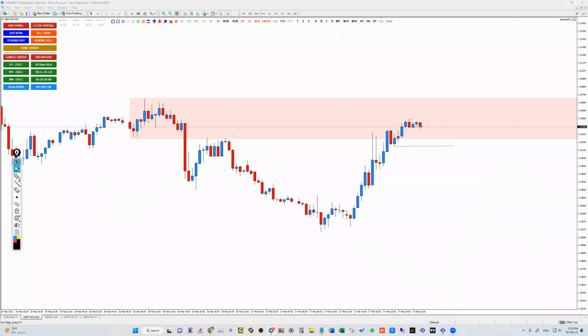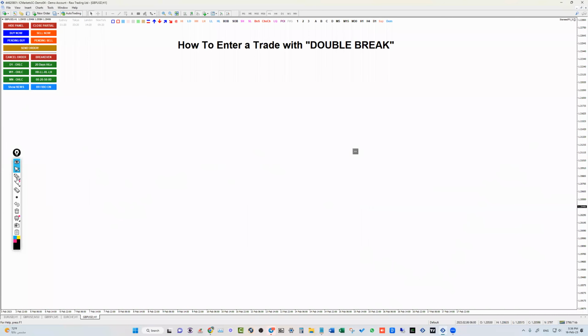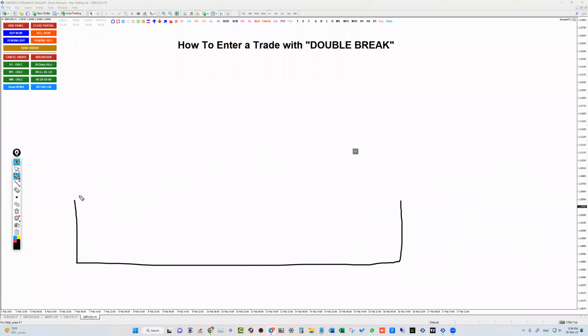Yes, right now, Mark, so try to use this double break. Let me see this again. Let me just draw this. So double break is basically if it is an order block, this one, okay? This is a buy order block. So the price comes here, right?